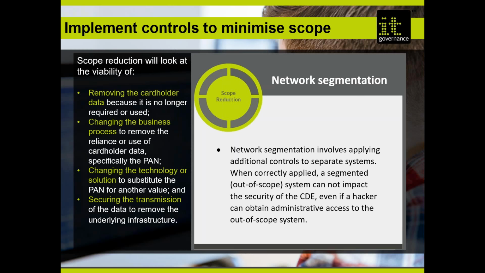Network segmentation involves applying additional controls to separate systems. And when correctly applied, a segmented or out-of-scope system may not impact the security of the CDE. So if a hacker was to gain access to those other systems, then they would never be able to access the CDE. And that's how you can create the security.